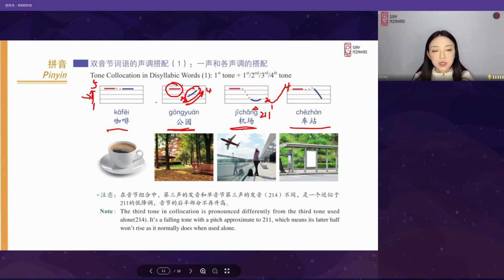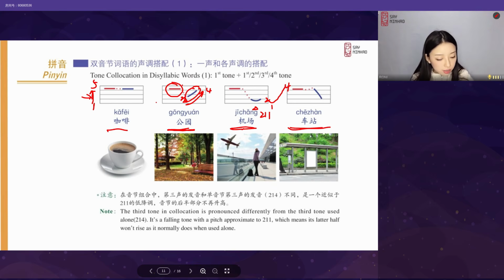When the third tone is in a collocation with other tones, it will change to half third tone. Okay, so it is not the full third tone, it is the half third tone. We will read it like this in daily life. Okay, read after me, please. 机场, it means airport. 机场.